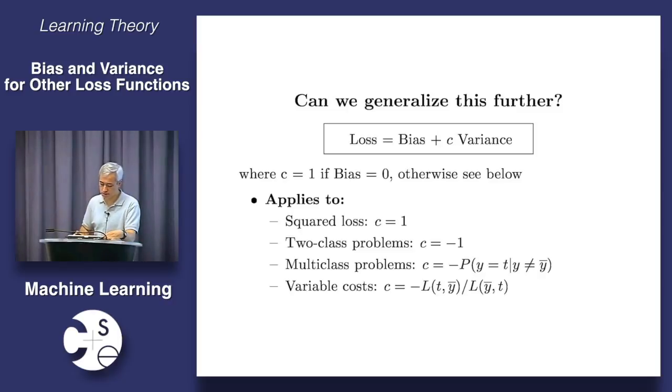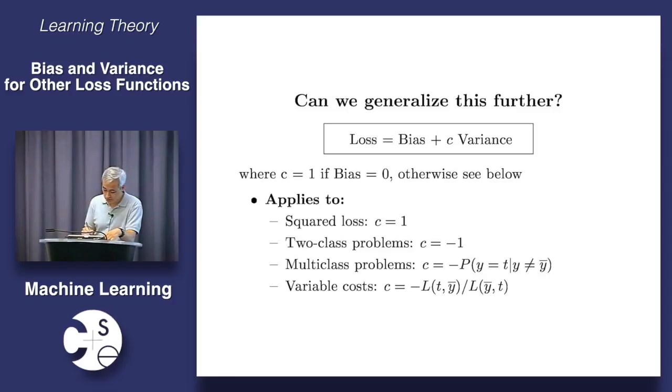However, there is a somewhat more general statement that we can make that applies to a lot of loss functions, which is the following. The loss is equal to the bias plus a constant c times the variance. And when the bias is 0, c is always 1. So for a certain class of loss functions, which includes the ones that we've been looking at, when the bias is 0, the loss is equal to just the variance. Not a big deal, but that preserves that additive decomposition. The interesting case, of course, is when the bias is not 0, then what is c?